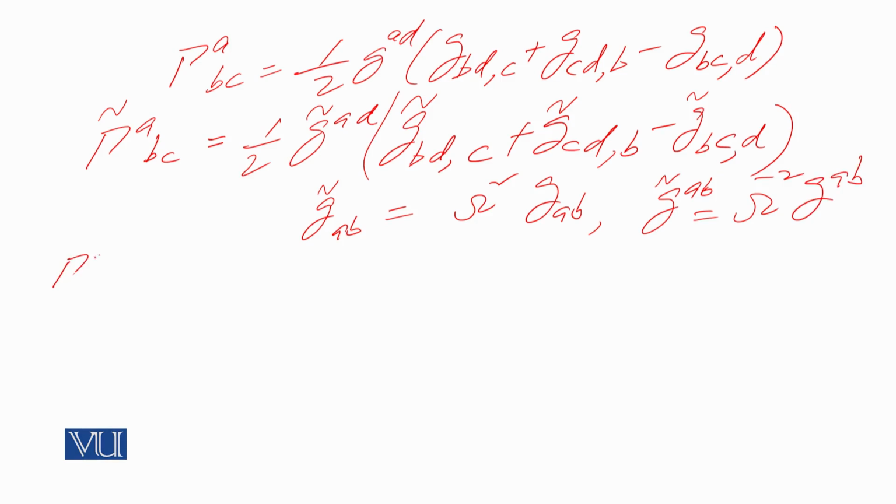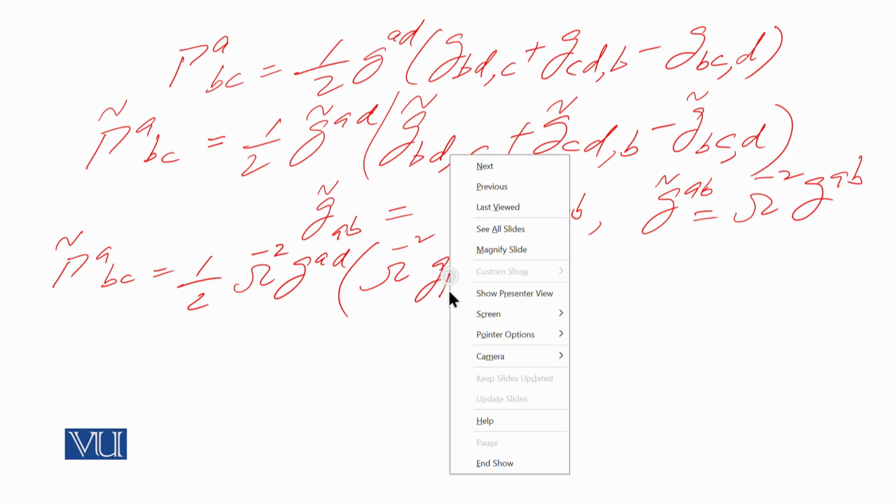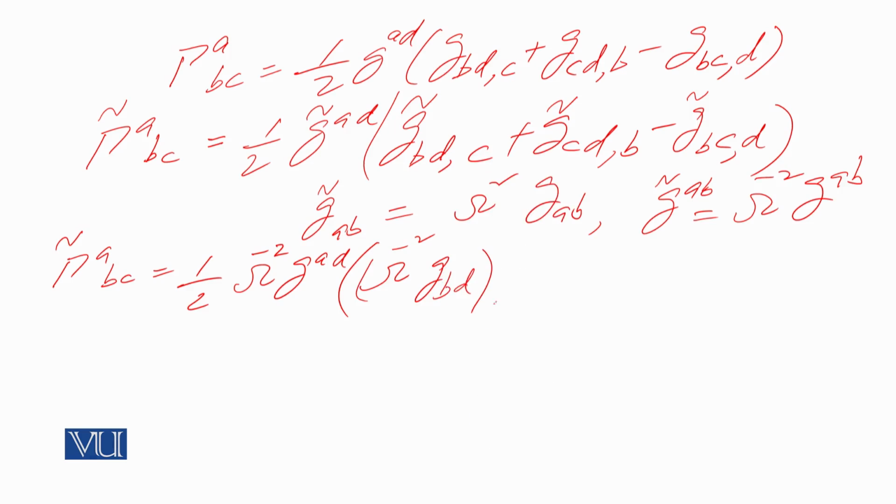So, we insert these values, and Γ̃^A_BC is equal to 1/2 omega raised to power minus 2 g^AD, and here omega square g_BD and comma C, because this comma derivative is taken over the whole function, plus omega square g_CD, this is plus, this is not minus, this is plus, and this is comma B minus omega square g_BC comma D.